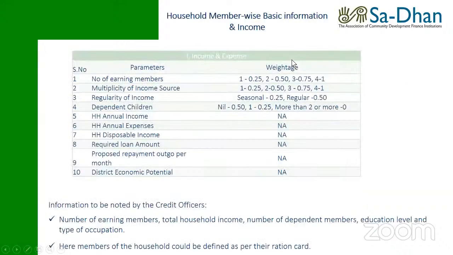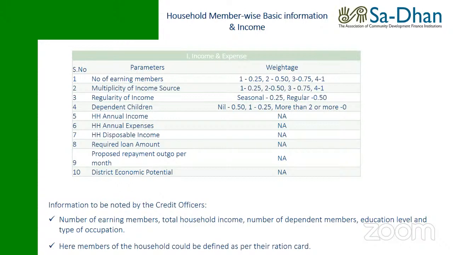Next. So this is the household basic information. As I was telling you, when you go on field visits, we look at the loan applications. Most of the information would be captured by the MFIs, but we feel the information captured is not utilized properly for the credit decision. Especially with respect to income, we had included parameters like number of earning members. Accordingly, a weightage has been given to that.